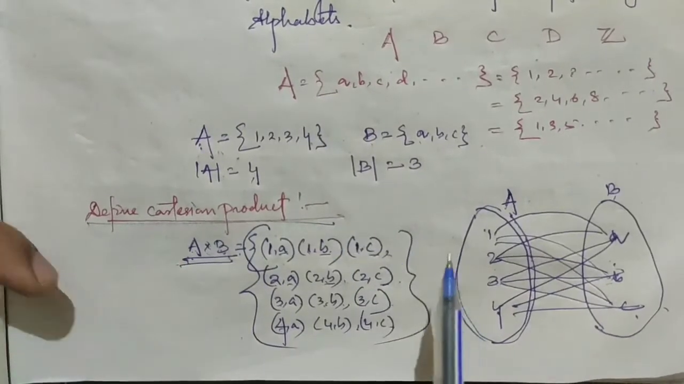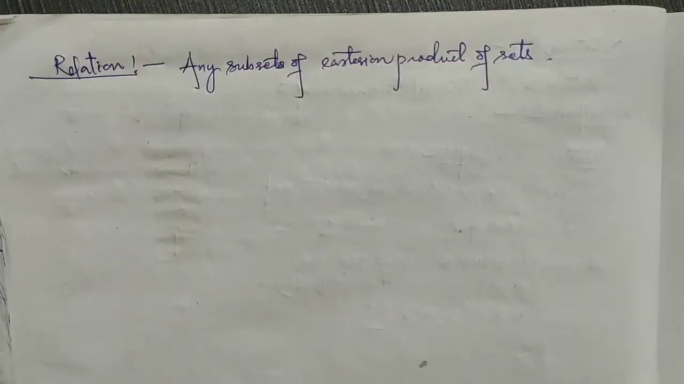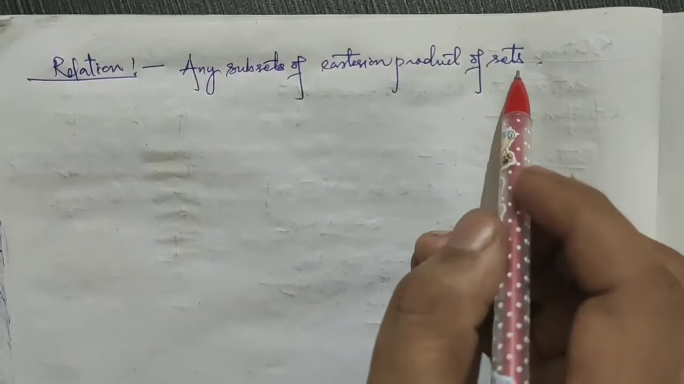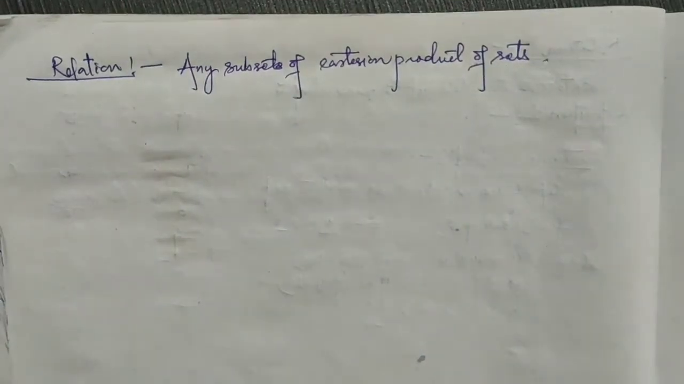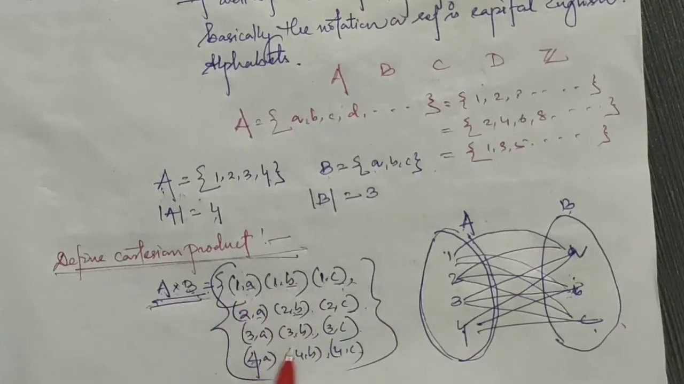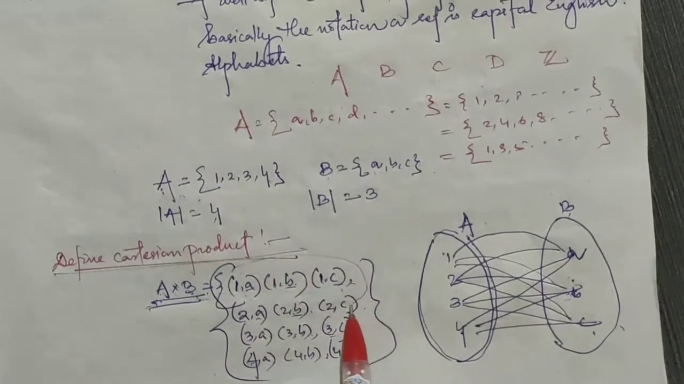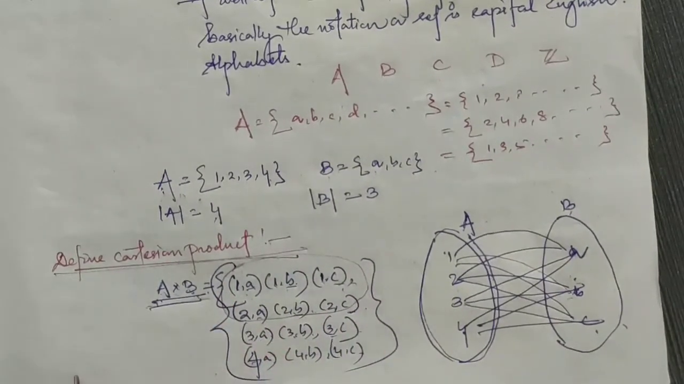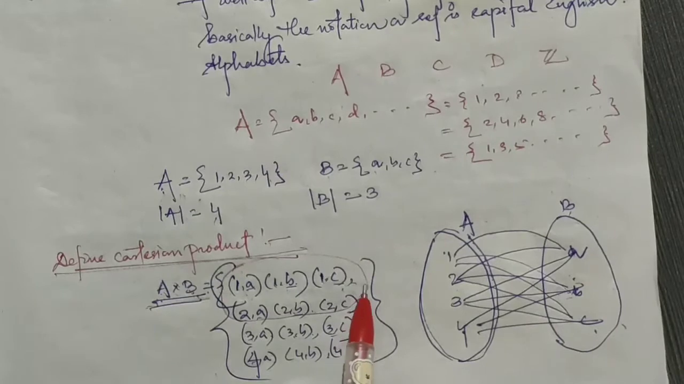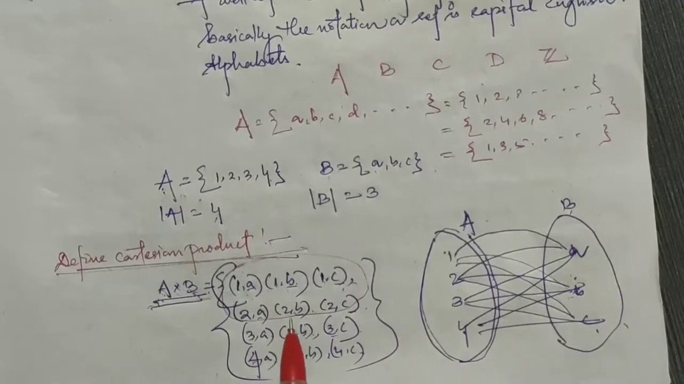Now we come down to the definition of relation. What exactly does relation mean? Any subset of the Cartesian product of sets, that is the definition. See in this example, A cross B means 1a, 1b, 1c and so on. This is the entire collection. From this collection, you can take some sub-collection, meaning some parts, and form another set. That set will be a relation. Otherwise, you can take all of it also. That will form a relation from A to B, meaning from set A to set B there is a relation.